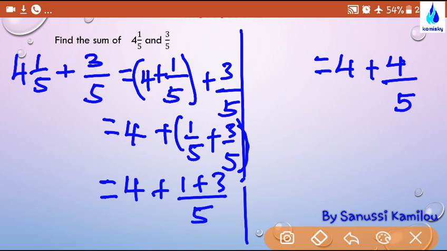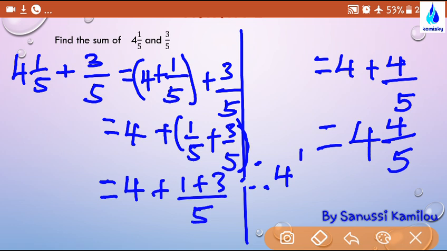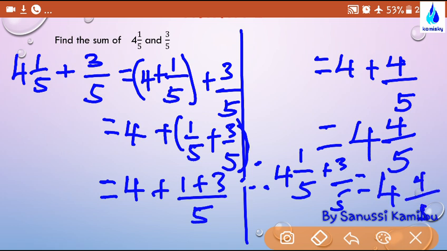I'm done. So will we leave the answer like that? No, we have said that this one can be in a different form. It's the same as 4 whole number 4 over 5. We just take the addition off, and here you go. We have found our answer. Therefore, we rewrite our question: 4 whole number 1 over 5 plus 3 over 5 is equal to 4 whole number 4 over 5. We are done.